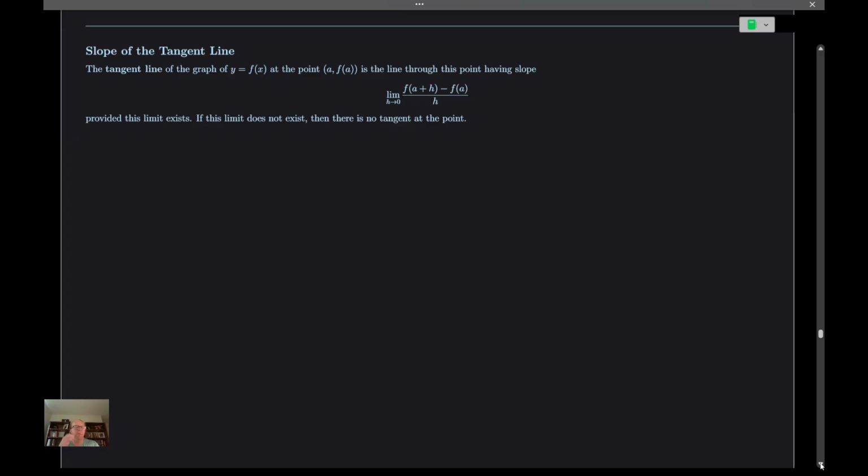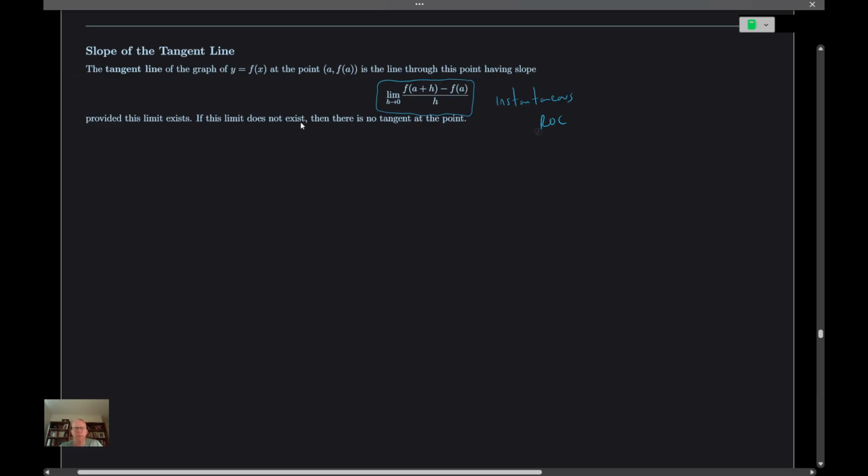So the slope of the tangent line. The tangent line of the graph y equals f of x at some point (a, f of a) is the line through this point having this slope. You can see this is the same thing that we did last time. This is just the instantaneous rate of change that we did last time.